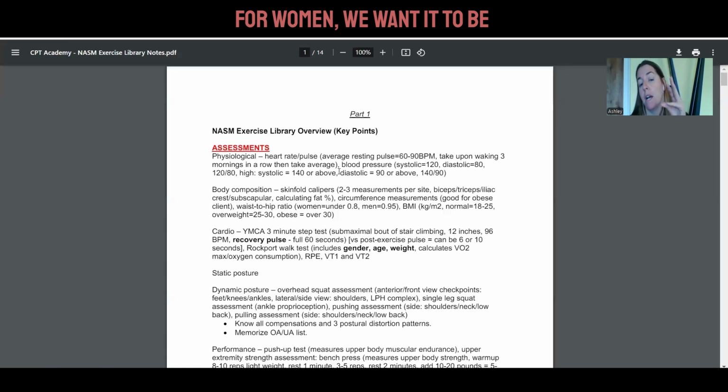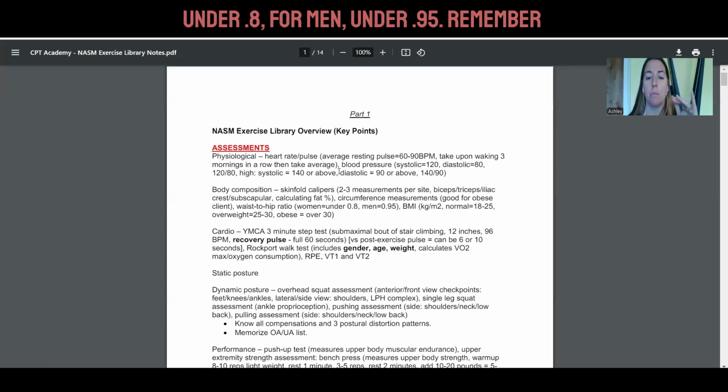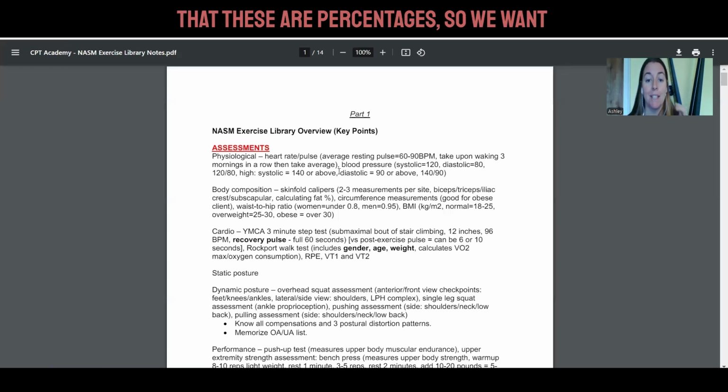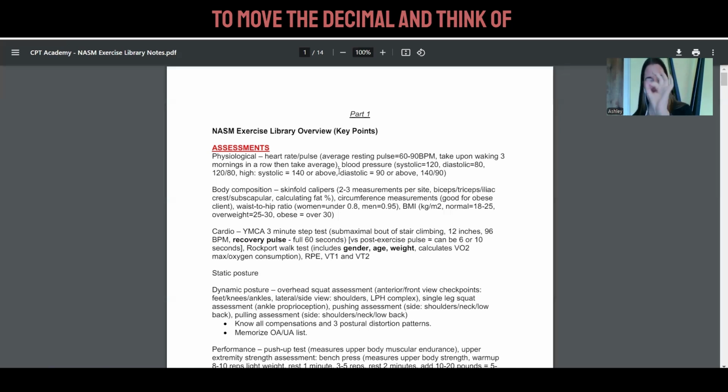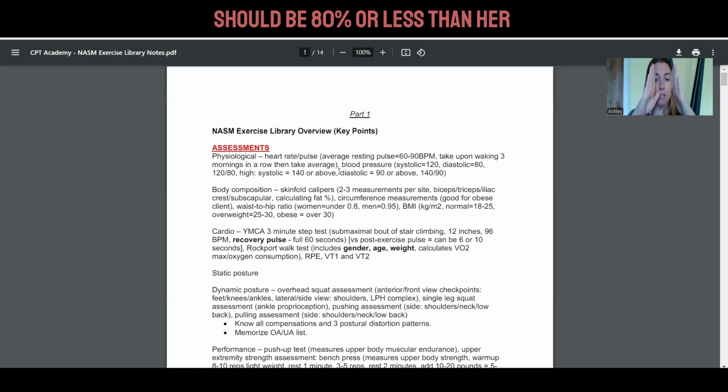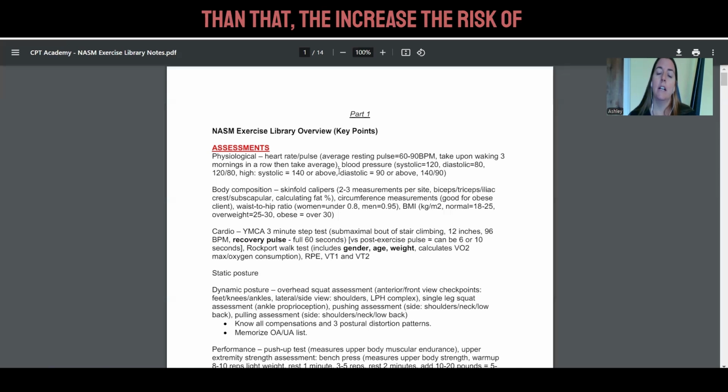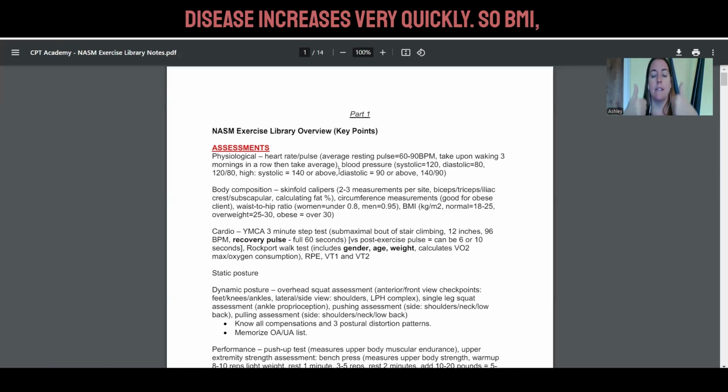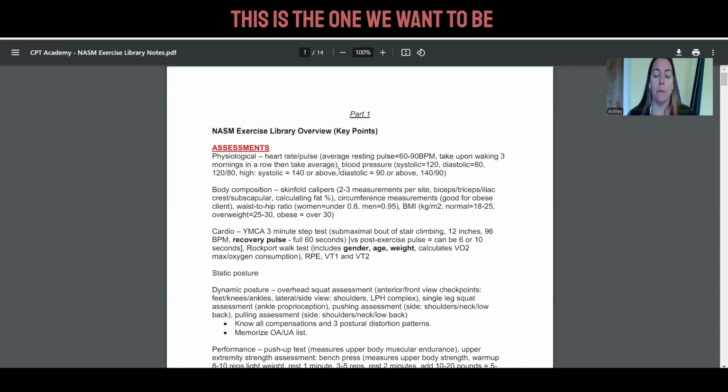For women, we want it to be under 0.8, for men under 0.95. Remember that these are percentages, so we want to move the decimal and think of it as a percent. A woman's waist should be 80% or less of her hips. A man's waist should be 95% or less of his hips. If it's higher than that, the risk of disease increases very quickly.